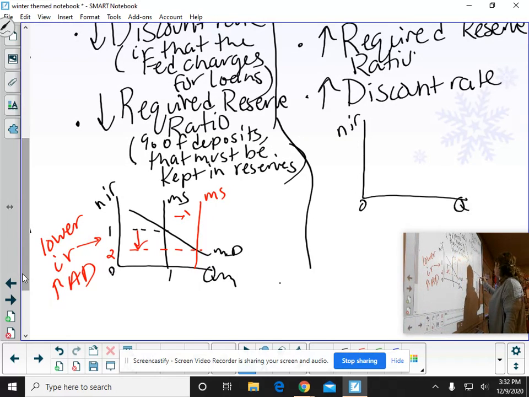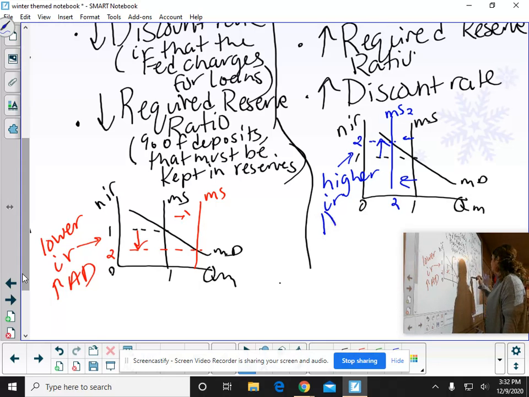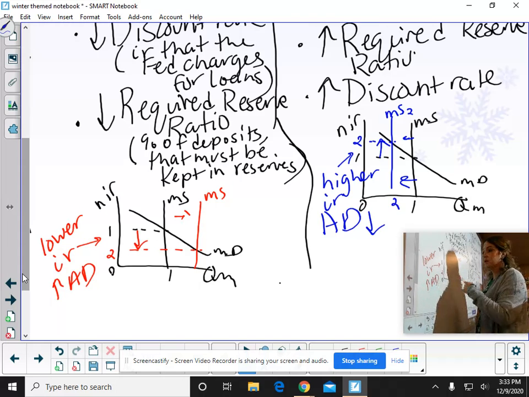So here we have another little money market graph. Selling bonds, raising the discount rate, or raising the required reserve ratio is going to decrease money supply. Money supply shifts to the left. That raises the interest rate. And raising interest rates, higher interest rates, cause aggregate demand to fall. Businesses take out fewer loans if it's more expensive to take out loans. And over here, businesses will take out more loans and spend more money if it's cheaper to take out a loan.